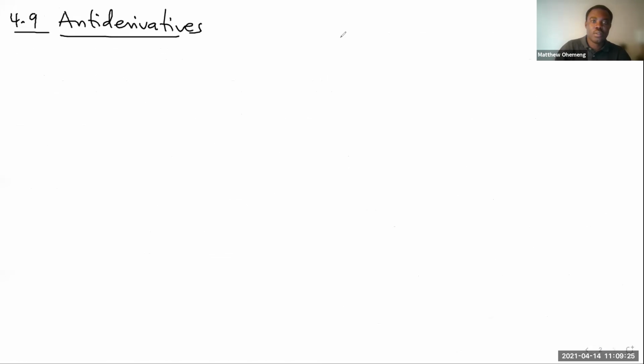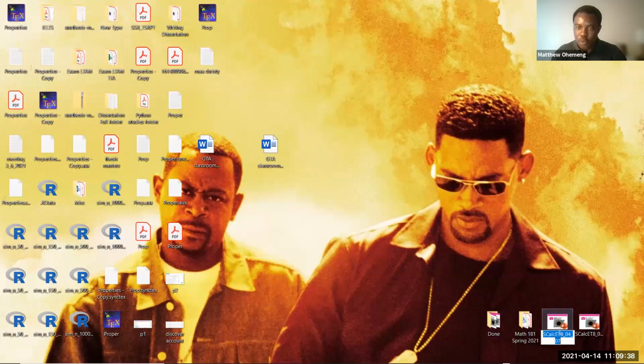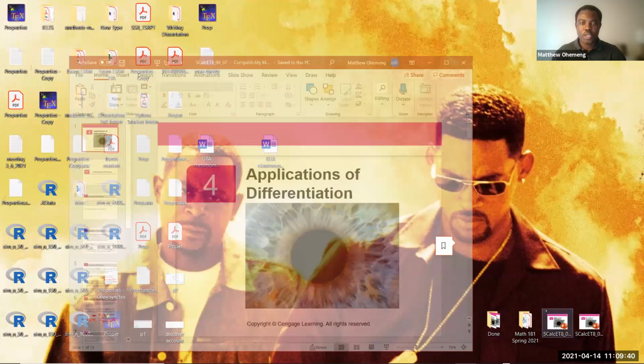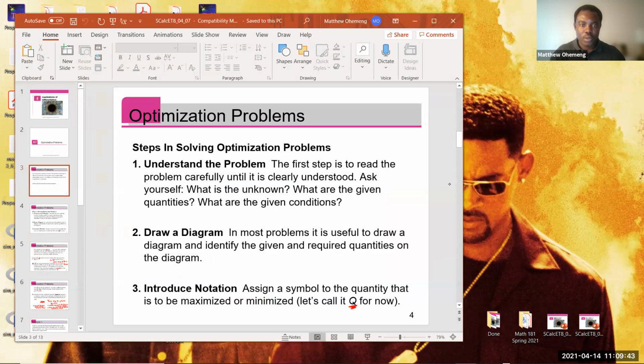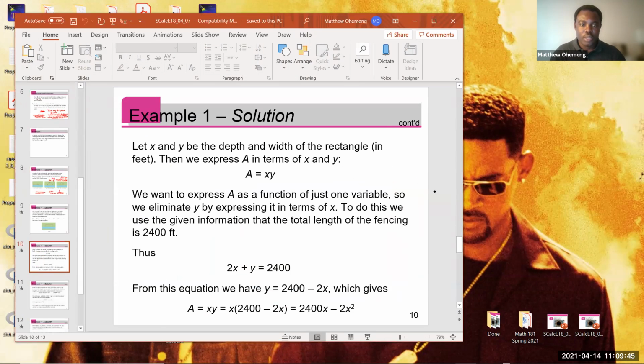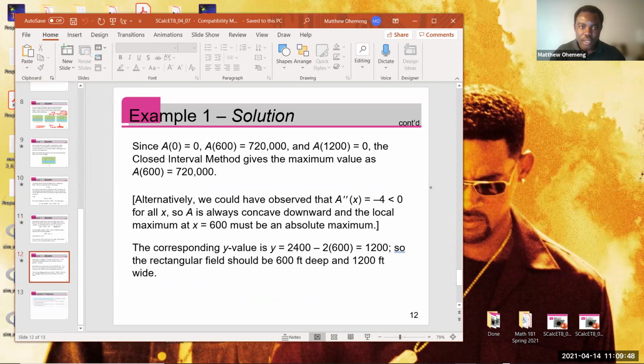Anti-derivatives. Okay, let me go to the, so that's 4.7. Let me slide through so that you guys see that we are done with this one. Okay, so we wrap this up. Yeah, so on the slide, it's showing us the second derivative test. Let me show you this, in case you're using the slides, so you know what to look out for.